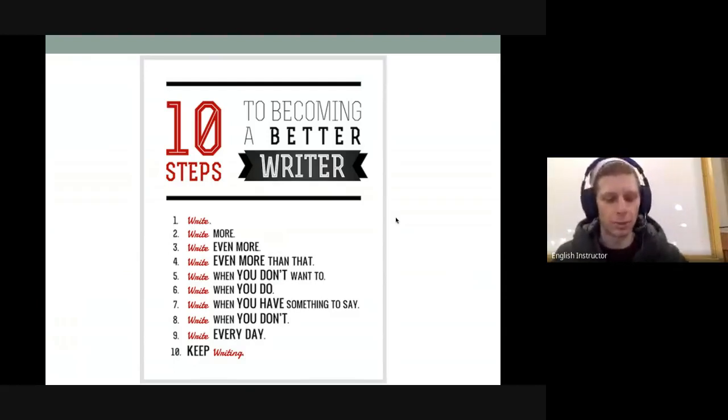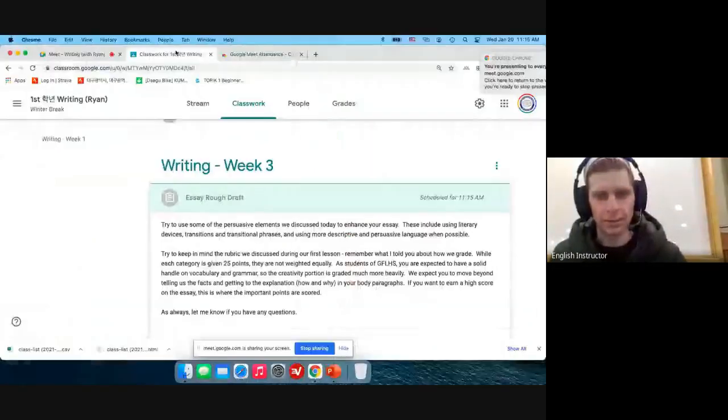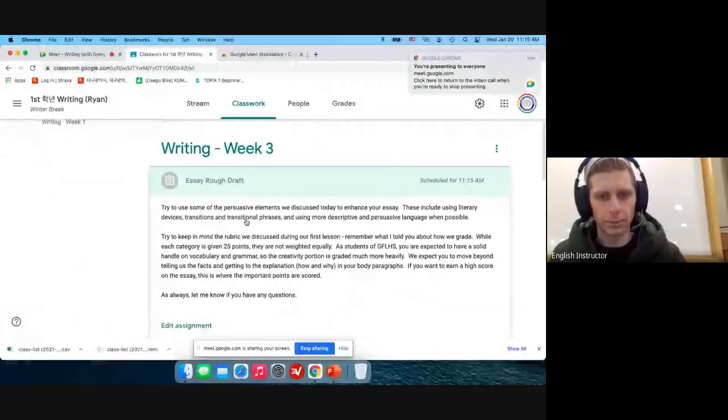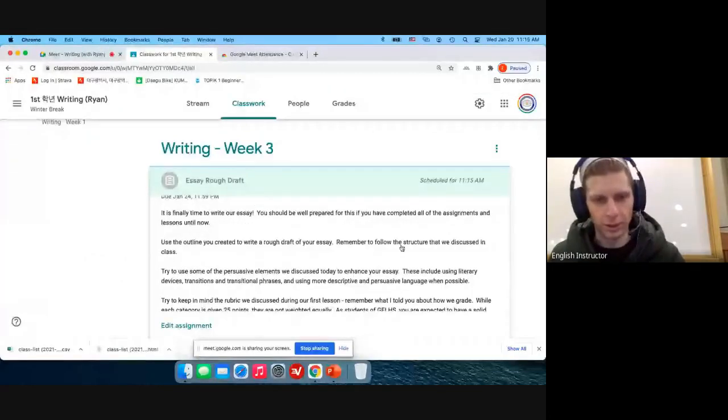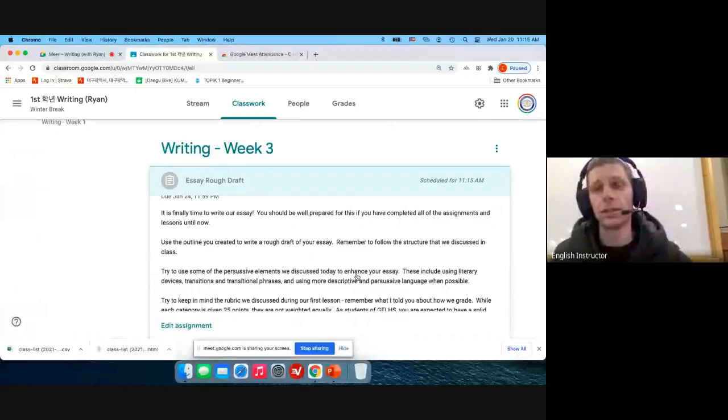So for the assignment for today and headed into the weekend, you are writing a rough draft for your essay. And like I said here, it is a rough draft. So try to remember the structure, use the literary devices and the transitions, the descriptive language, use your outline. You should have a very good kind of script for what your essay should look like if you did it.